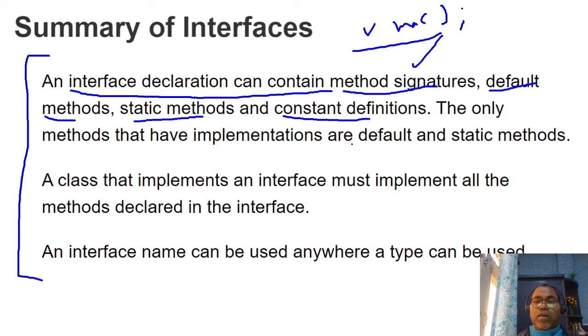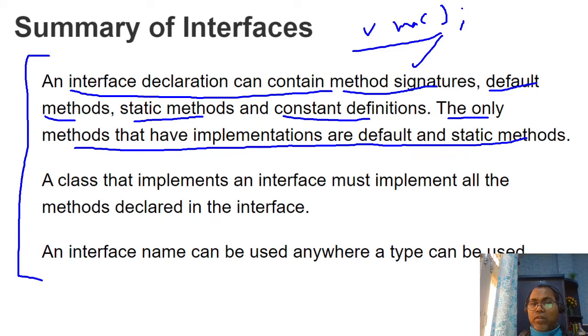So only the methods that have an implementation are the default and static methods. If you want to give a particular method definition and body, those are the default method and static method; you can give the definition inside the interface. For non-default and non-static methods, you only give the signature. You cannot define the logic, the body of the method. Those method definitions are given by the class.